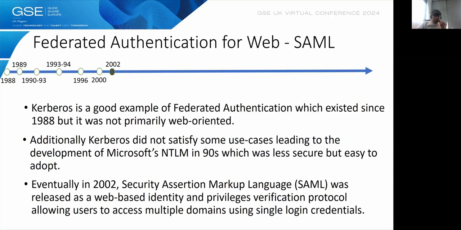But in early 2002, a new protocol was developed known as SAML, Security Assertion Markup Language. It evolved quickly to become a web-based identity and privileges verification management protocol, allowing users to do single sign-on across multiple domains. That happened in 2002. But eventually, with other standards like HTTP and TLS, SAML itself evolved. In 2002 it was first published, but it further evolved with upgrades and enhancements. In 2003, SAML 1.1 came into the picture. In 2005, SAML 2.0 came into the picture.